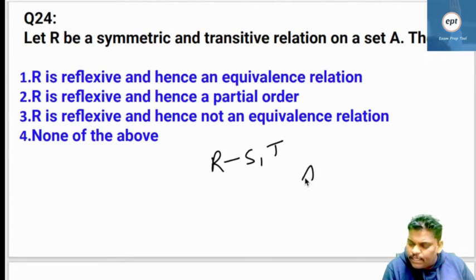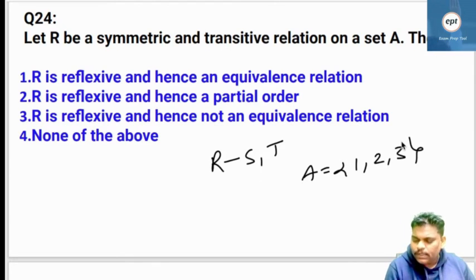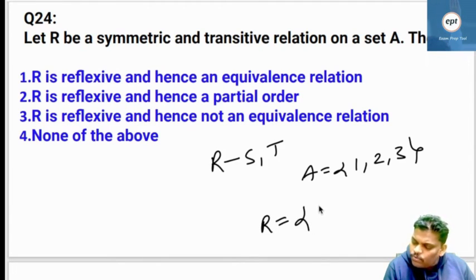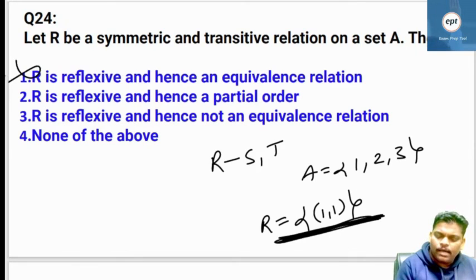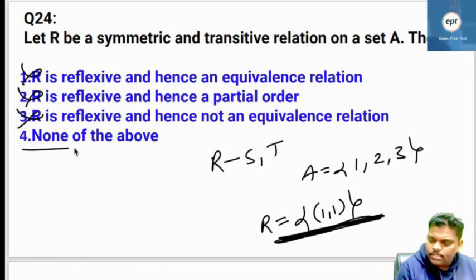Can you help me? Take set A equal to 1, 2, 3, and relation R equal to (1,1). Is it symmetric? Yes. Is it transitive? Yes. But it is not reflexive. Is R reflexive? No. Next one, R is reflexive? No. So the answer is none of these.